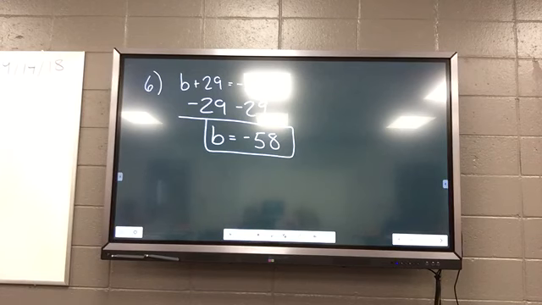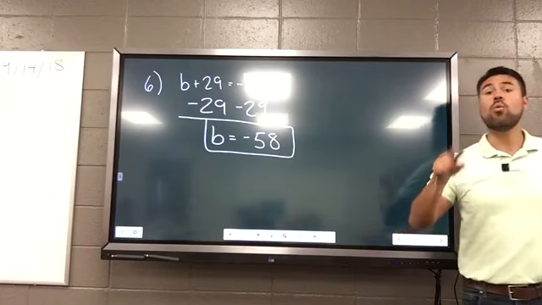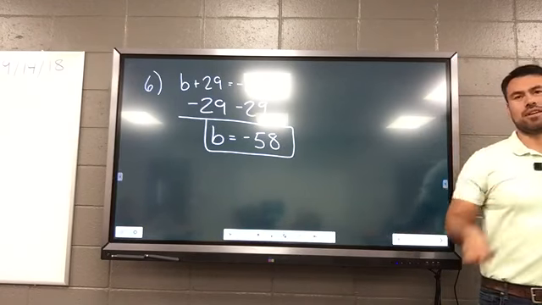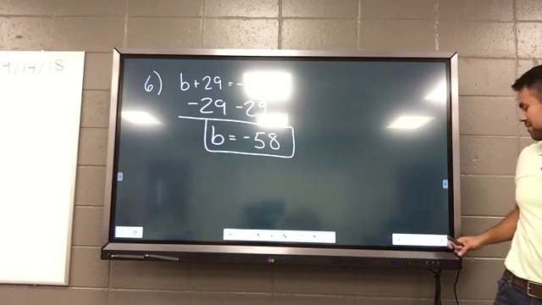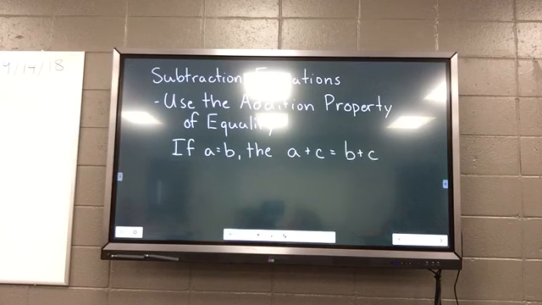All right, we're almost done here. Yes, ma'am? Wouldn't it be positive 58? Two negatives make a positive when you are multiplying. That's Monday. All right, write this down real quick. Spoiler alert: you have multiplication and division on Monday.